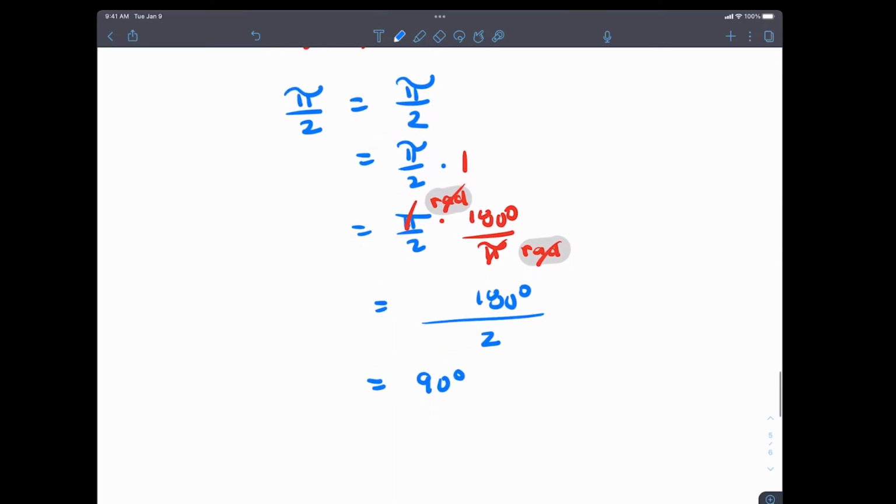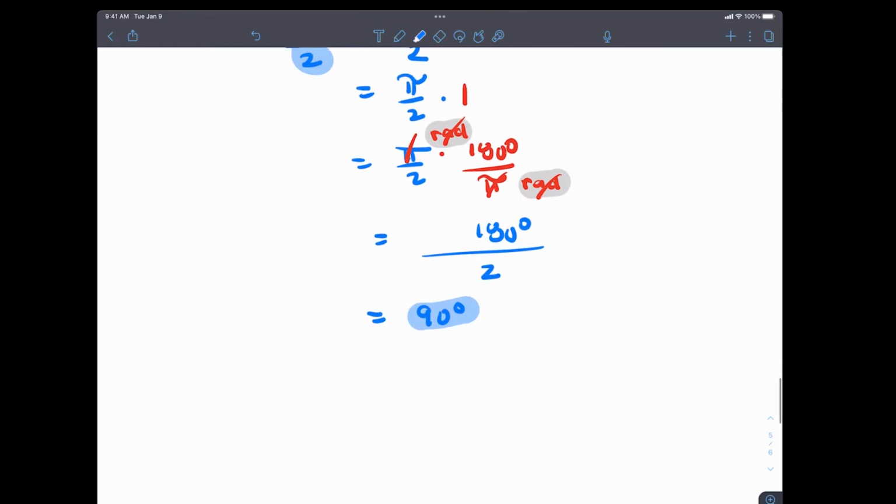So let's actually take a look at what this means here, right? Pi over 2 is the same as what? 90 degrees. So you can write it down that way. You can say pi over 2 equals what? 90 degrees.